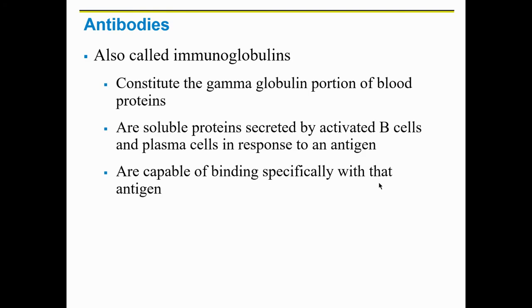So what is an antibody? Well, again, it's a protein. Remember, it has these 4 peptide chains that are hooked together, 2 heavy and 2 light. They're sort of glob shaped, and they float around in the plasma of the blood. And so they are part of the globular proteins of the blood. There's a specific part called the gamma globulins.